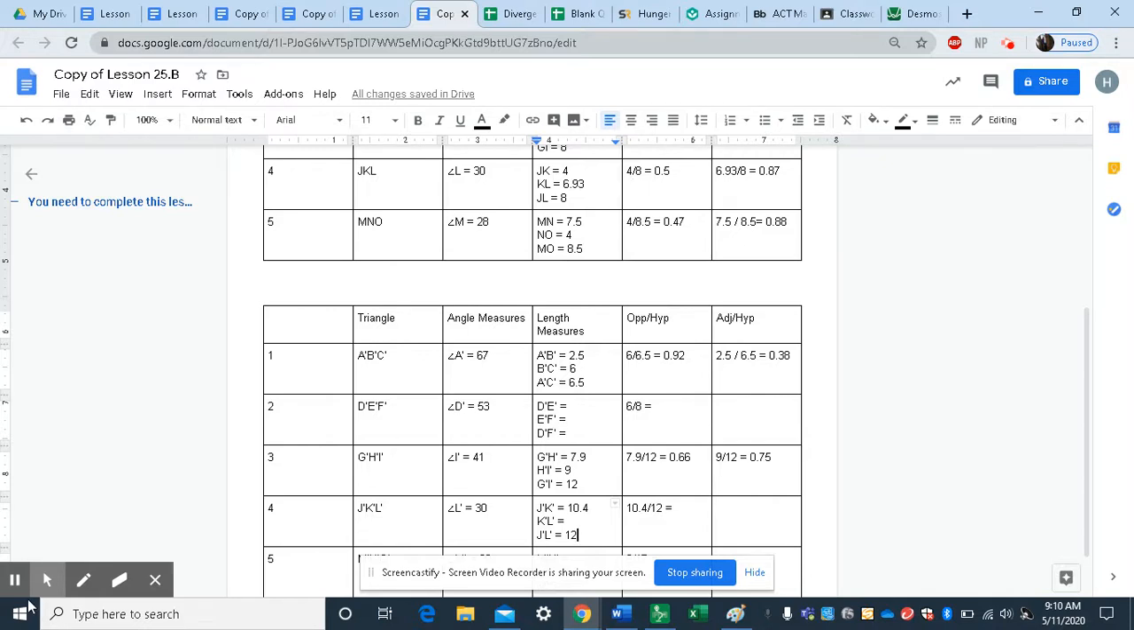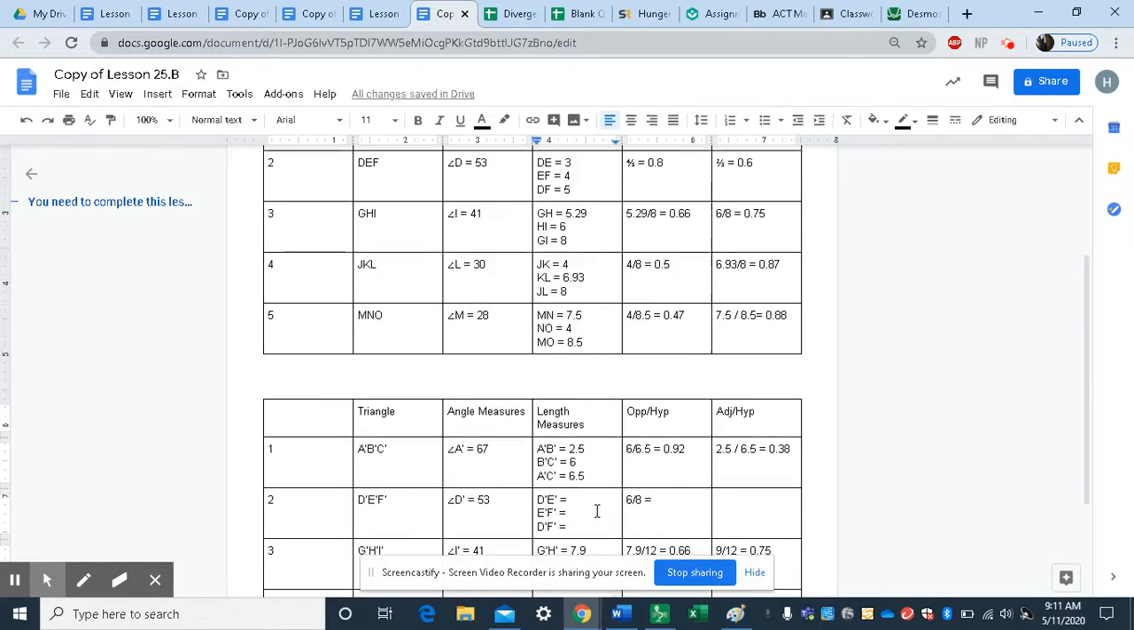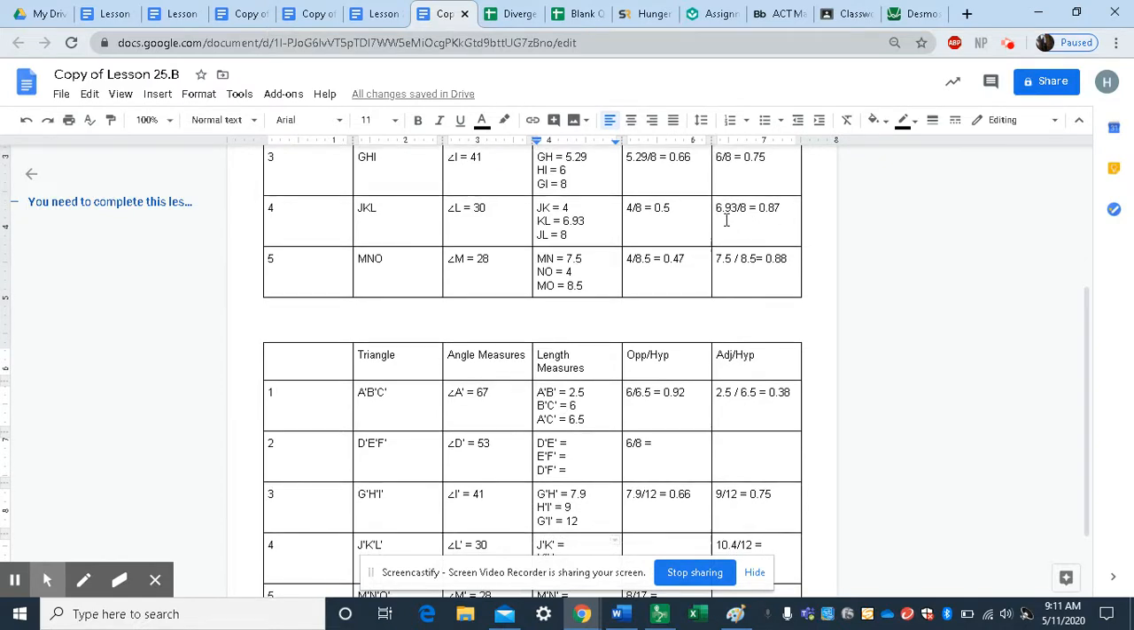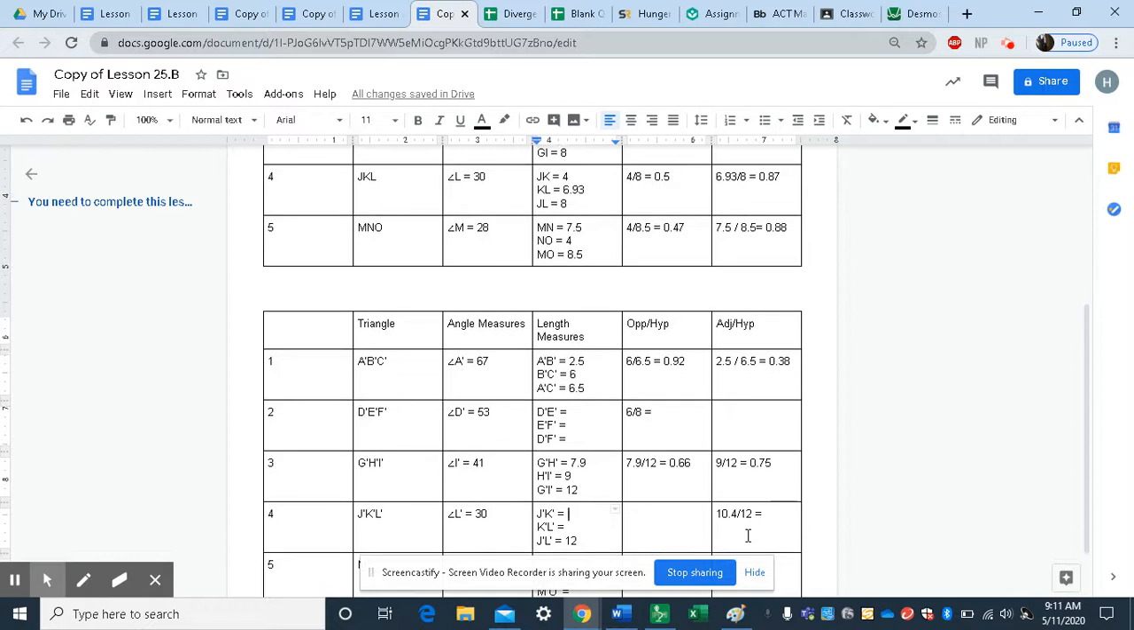Did we do this right? One sec. Okay, so I typoed. Instead of 10.4 divided by 12, it should actually be the adjacent divided by hypotenuse. So I apologize, which means that with our 10.4, we're going to be comparing our 6.93 over 8 to our 10.4 divided by 12. Again, I apologize. I mistyped.